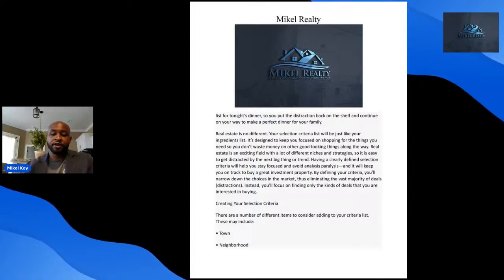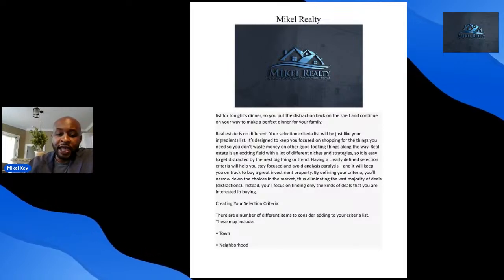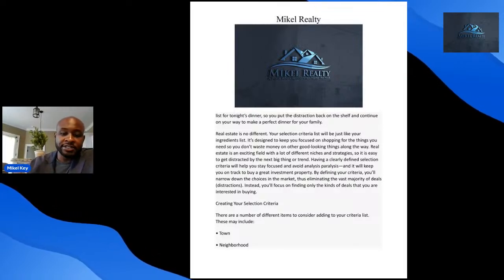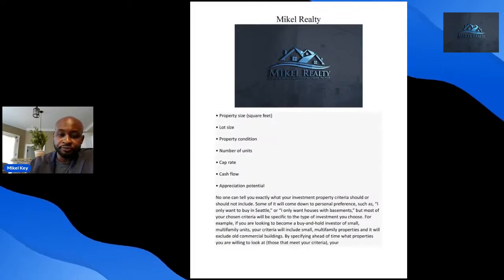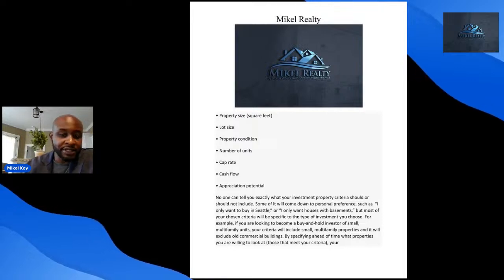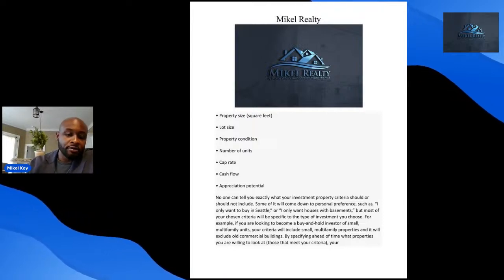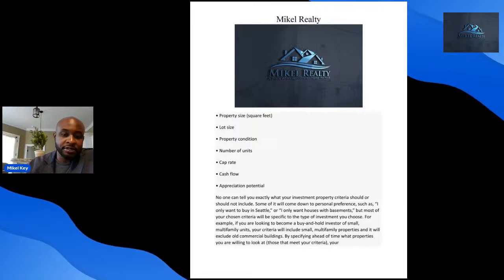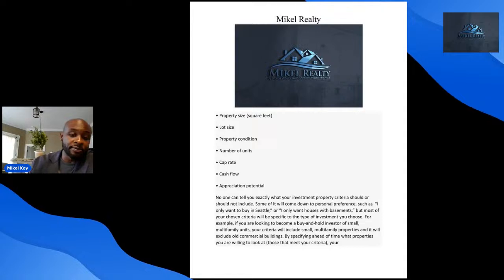So, creating your selection criteria. There are a number of different items to consider adding to your criteria list as an investor. Obviously, town and neighborhood. Some investors have a preferred property size, like I like 1,200 square foot houses. Or number of units. Some investors say, hey, I only like to buy 20-plus unit apartment buildings.